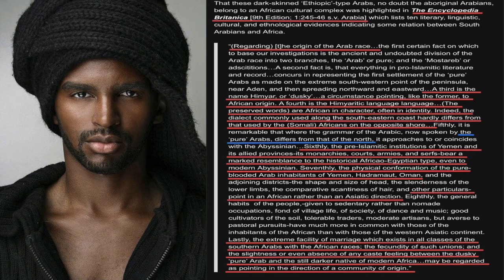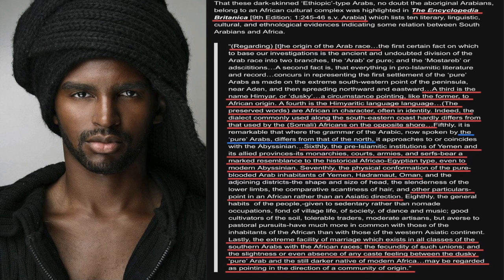Sixth, the pre-Islamic institutions of Yemen and its allied provinces, its monarchies, courts, armies, and serfs bears a marked resemblance to the historical Afro-Egyptian type, even to modern Abyssinia. Seventh, the physical conformation of the pure-blooded Arab inhabitants of Yemen, Hadranite, and Oman. The other particular point in an African rather than an Asiatic direction.